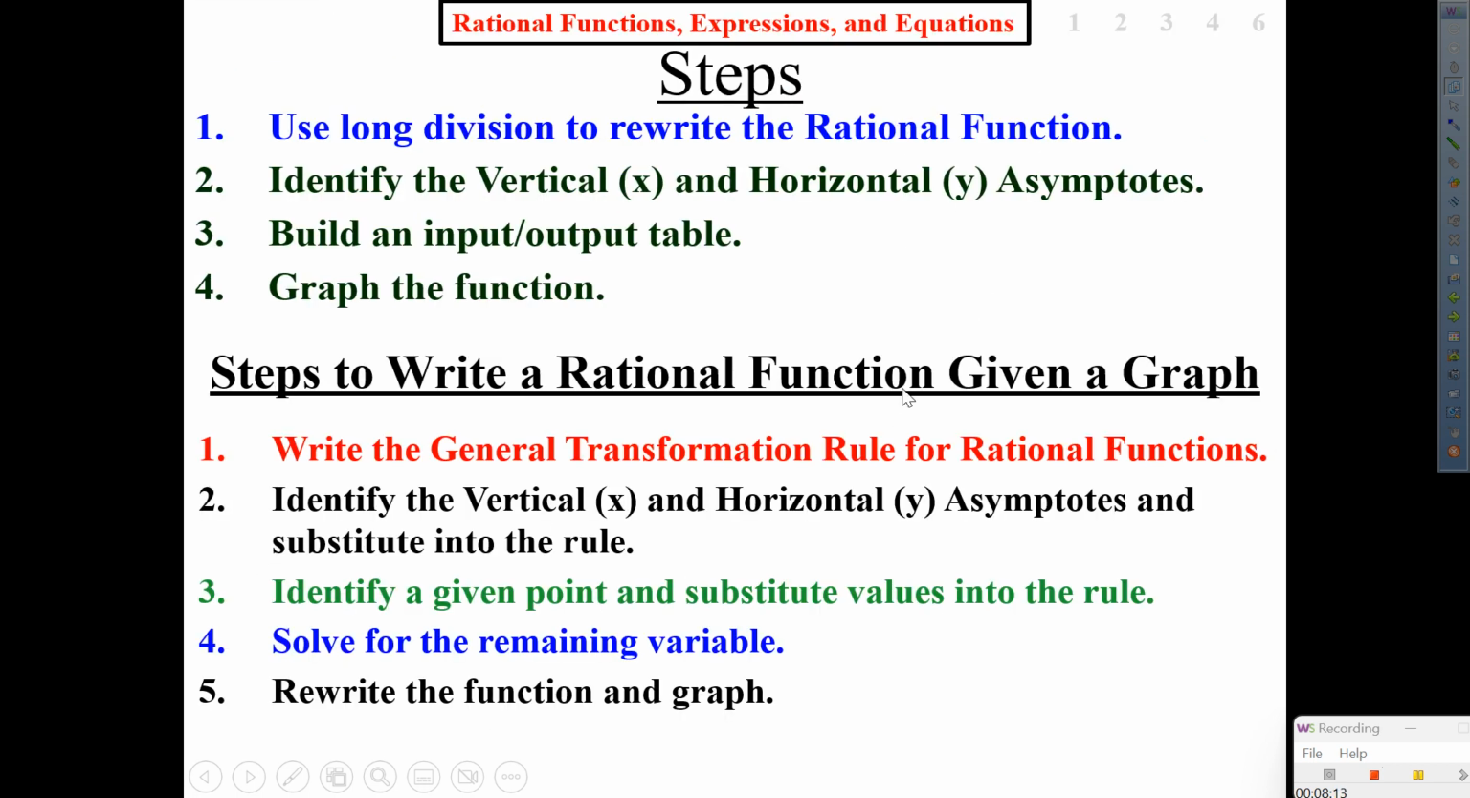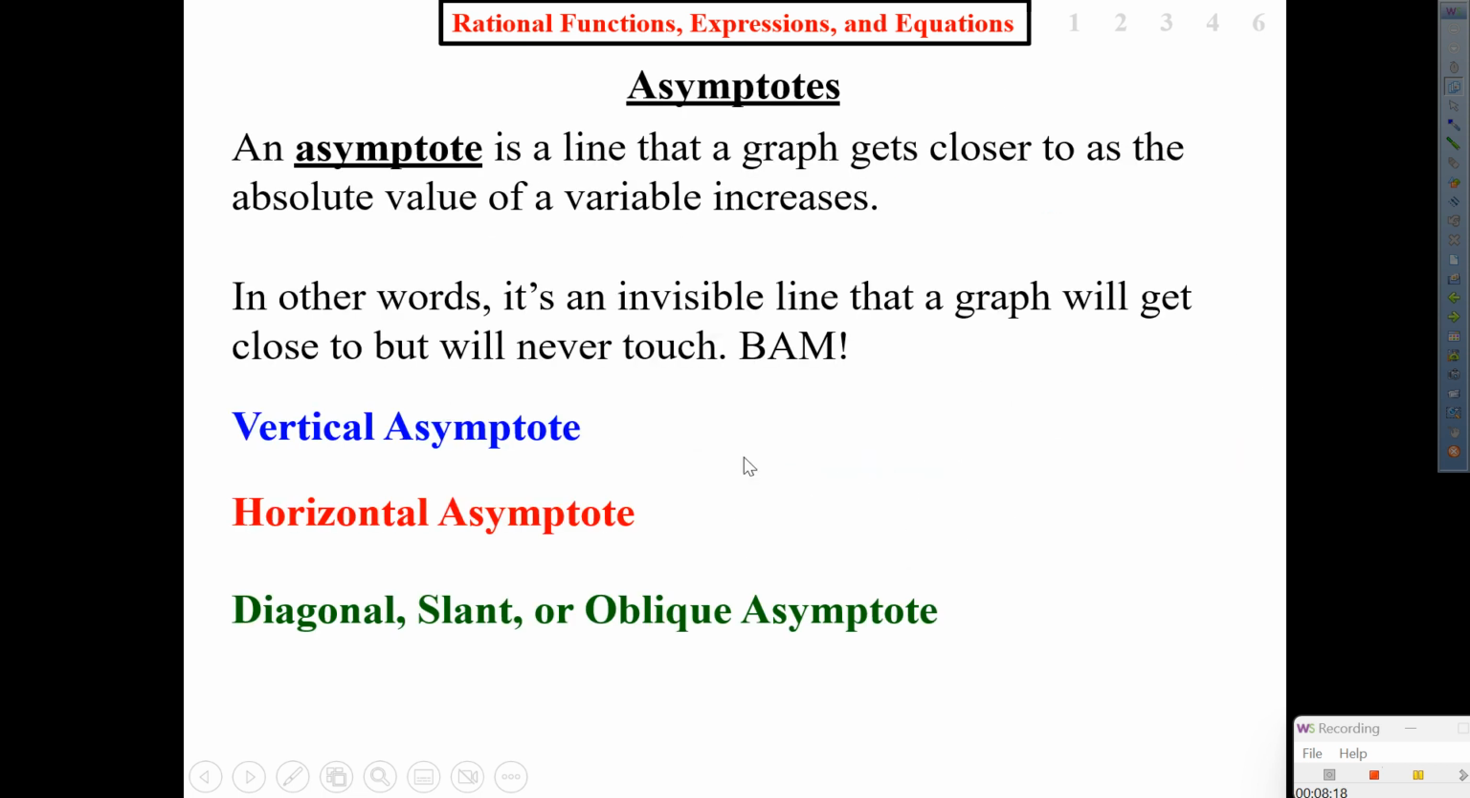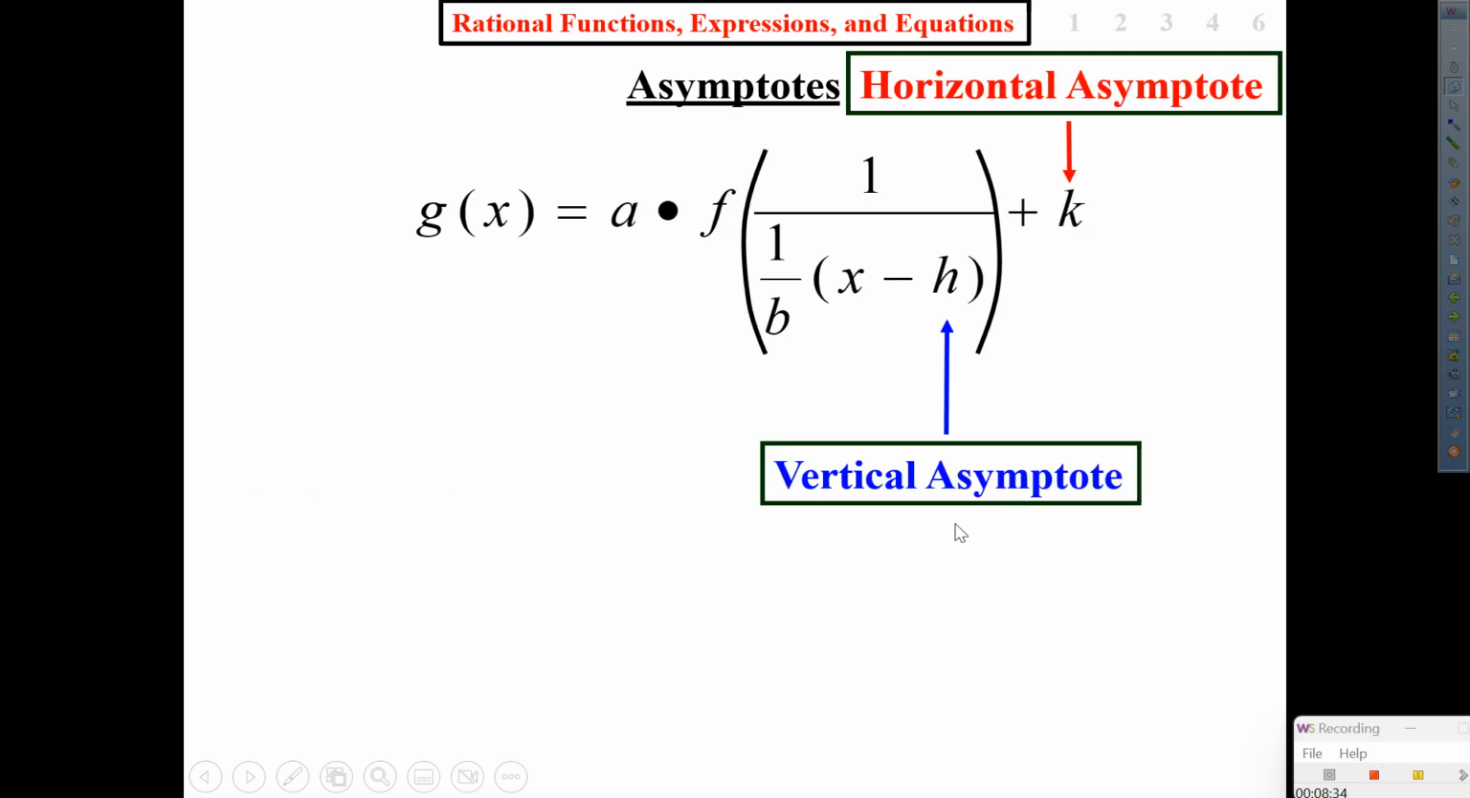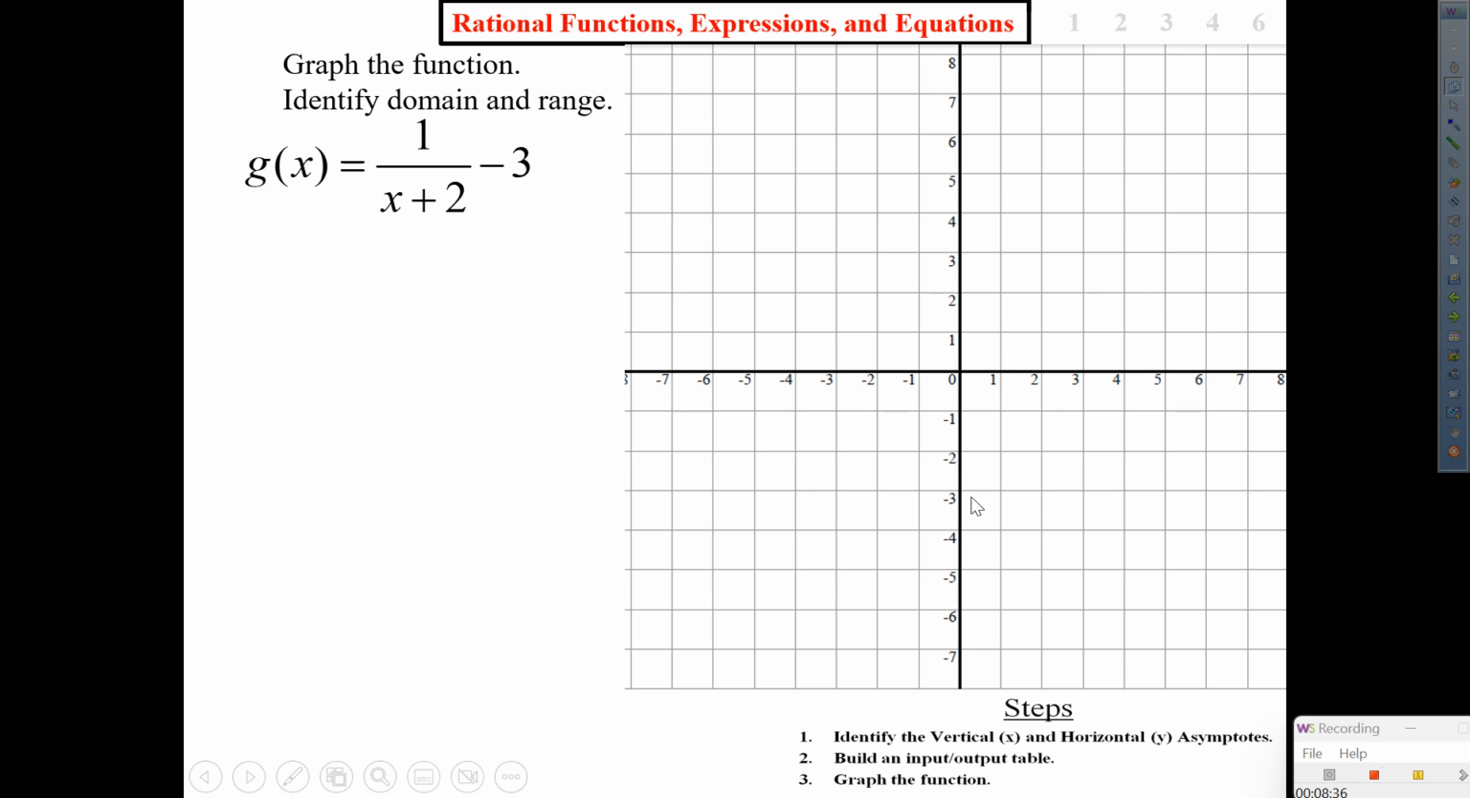I gave you guys some steps for the graphing, and then we did the writing. So we went to these. We talked about asymptotes. And guess what, guys? We're done with the simple ones, vertical and horizontal. And today we're moving on to the funner ones: diagonal, slant, oblique. Ha ha. Yes, let's go.